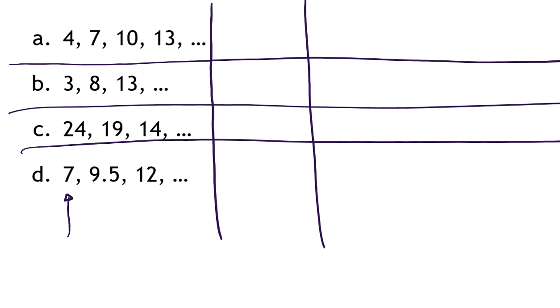I'm told they're all arithmetic, so I don't have to go around and figure out if it's arithmetic, geometric, or something else. This is arithmetic, and I can see each time I'm just adding a value of 3. And let's do this for all of them.